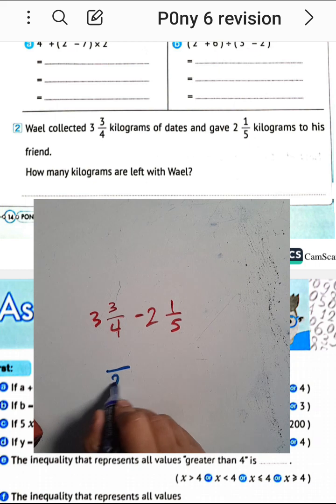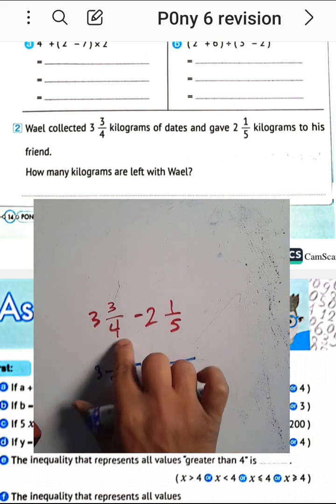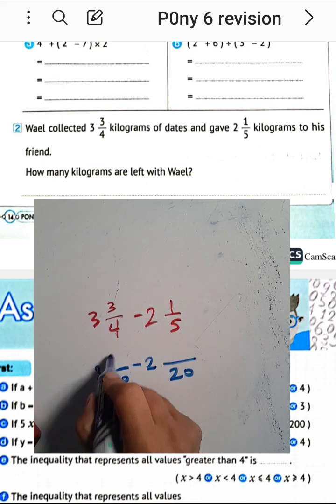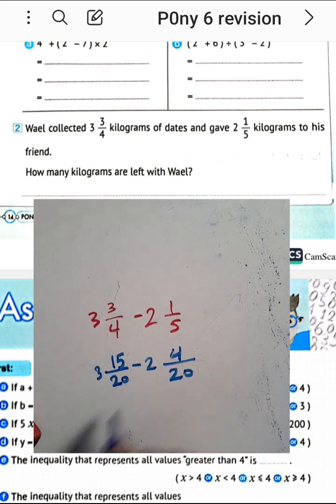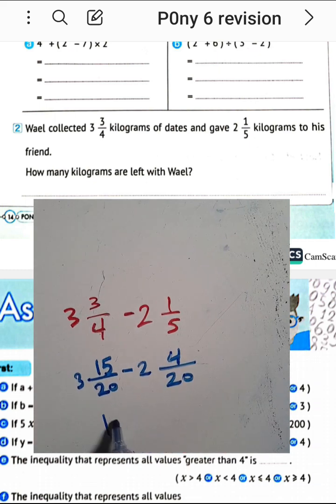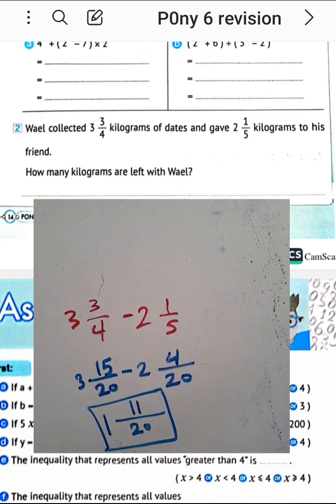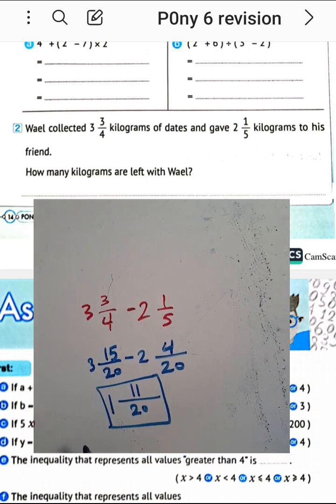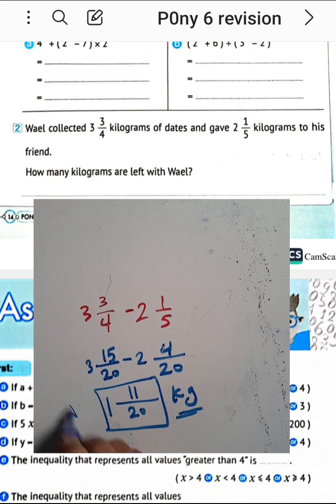Right here, 20. 4 times 5 equals 20. 3 times 5 equals 15. 5 times 4 equals 20. 1 times 4 equals 4. 3 minus 2 equals 1. 15 minus 4 equals 11, and write 20 in the denominator. Then the result will be 1 and 11 over 20 kilograms. It's the remainder with Wael.